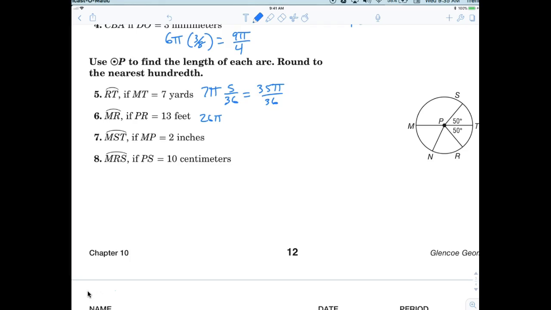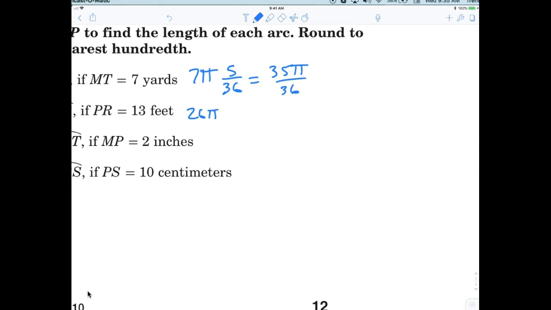So it's 130 out of 360, which is 13 out of 36. And then if we reduce that down, it should be 169 pi over 18. Is that right? I don't think 169 can be divided by 3, because it's 13 times 13.